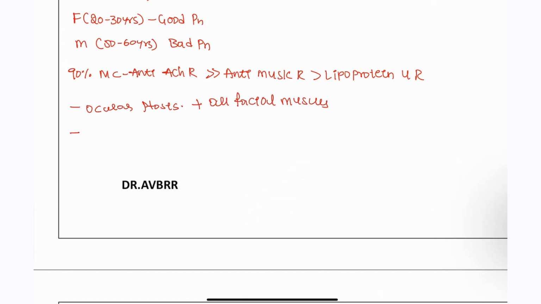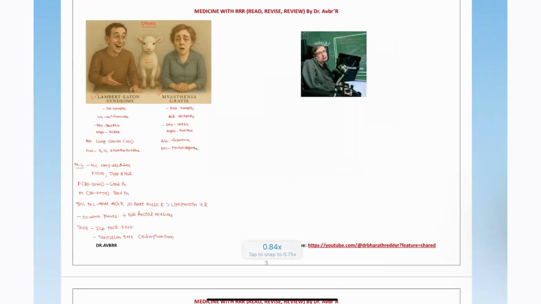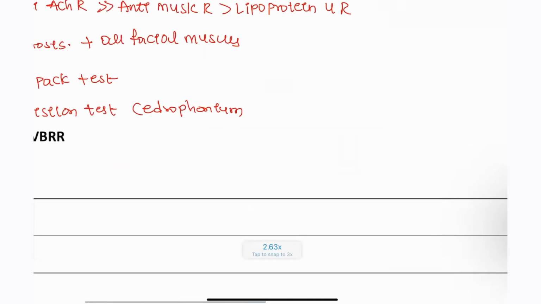Next, what tests can we apply for this patient? Tests commonly done are the ice pack test and the Tensilon test. For the Tensilon test we use edrophonium. Next, importantly, you have to remember what the specific test is. The specific test is antibodies.